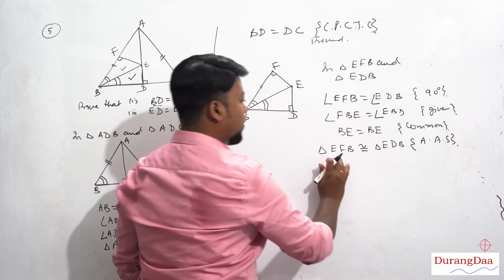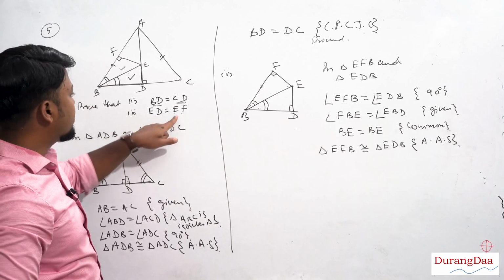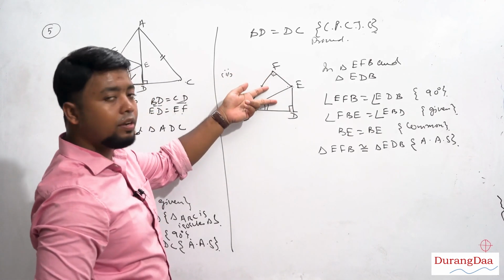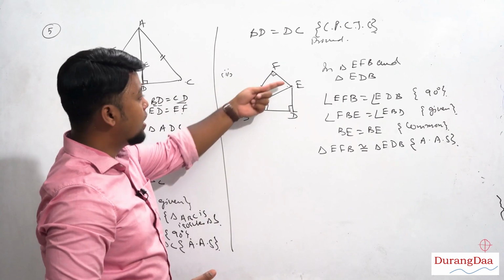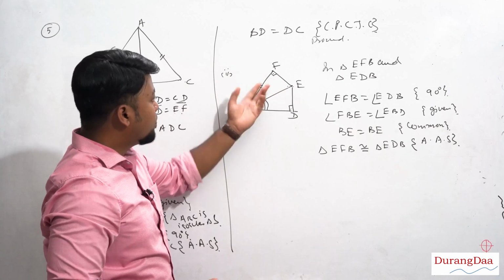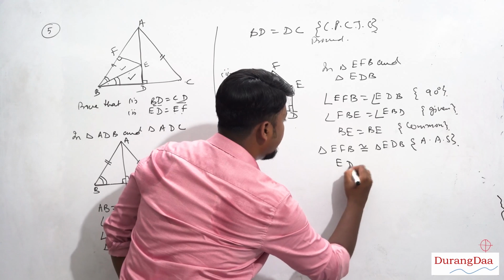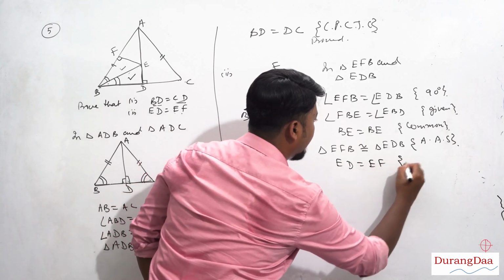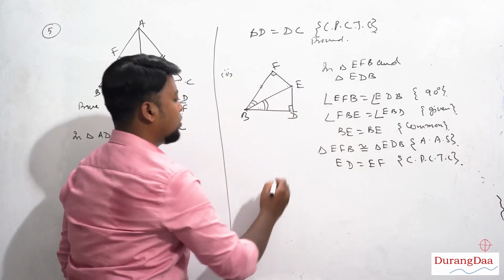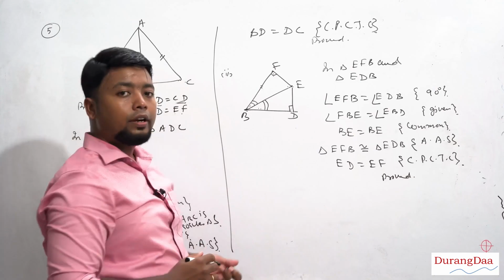All right. Once you have proved them congruent, we have to prove ED equals EF. Now we have already proved the two triangles are congruent, and ED and EF are in fact the corresponding sides of two congruent triangles. So directly we can write here ED equals EF by again CPCTC. So this result is also proved. I hope the question is clear. All right.